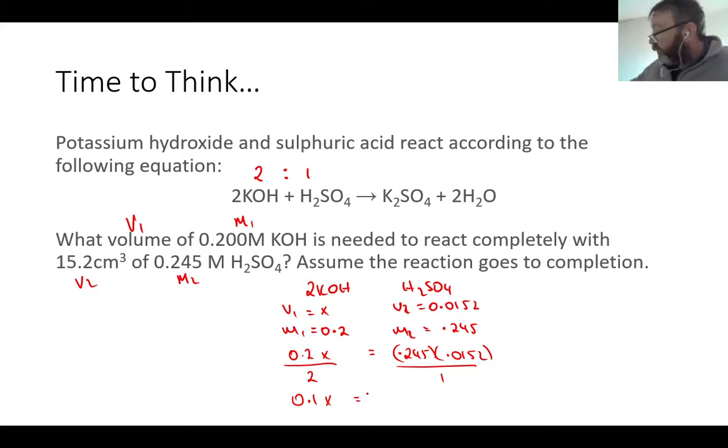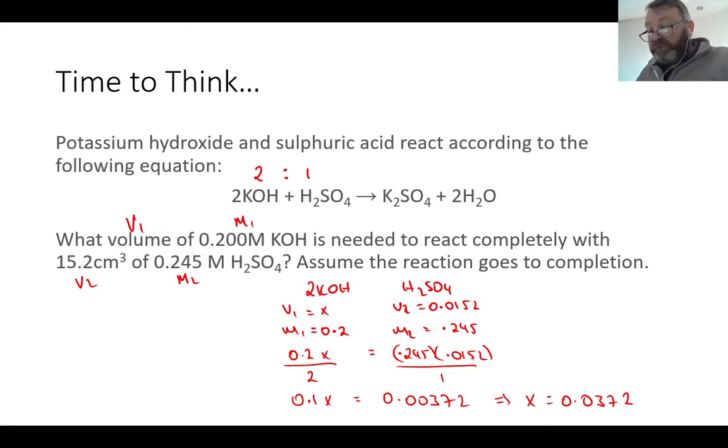0.1x is equal to, get your trusty calculator, so work out, well, 0.2 divided by 2 is 0.1, and then we have 0.245 multiplied by 0.0152, and that comes out as something very, very small, 0.00372. Meaning, when we divide across now by 0.1, x is equal to, so divide that by 0.1, and you end up getting 0.0372.